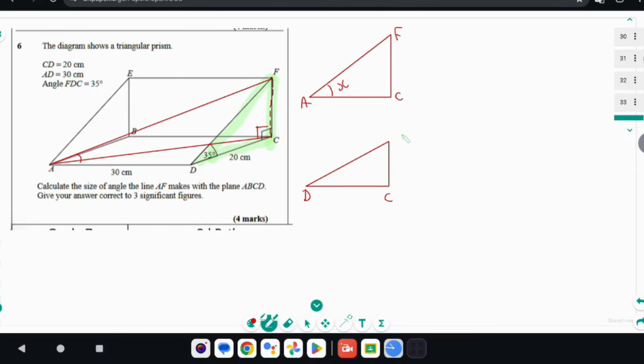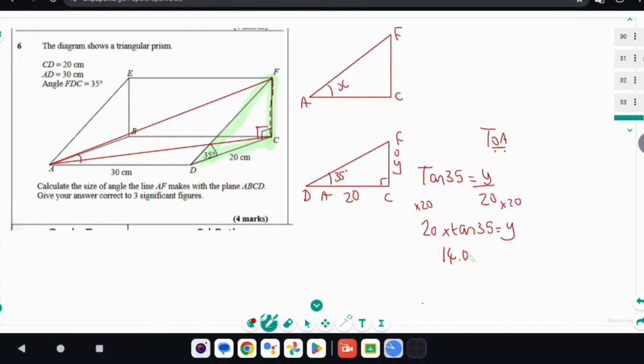DCF, 35 degrees. Let's put that as Y, 20. Opposite, adjacent, TOA. Tan theta equals opposite over adjacent. So is this first one divided by the second one? Times both sides by 20. So 20 times tan 35 is equal to Y.